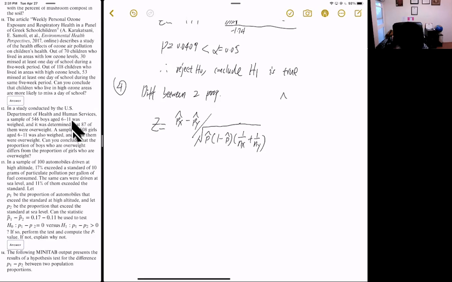And here are the equations for the sample proportion for x, for y, and this is the so-called pooled proportion.